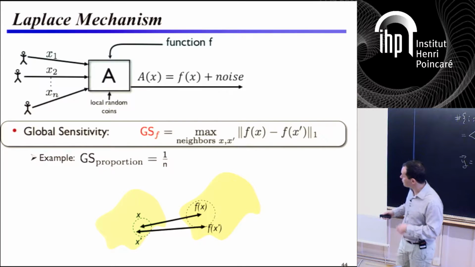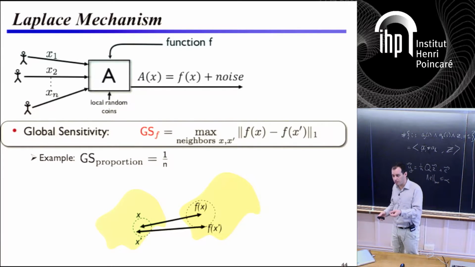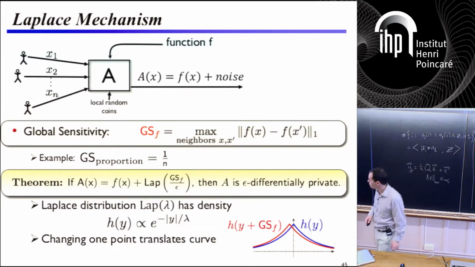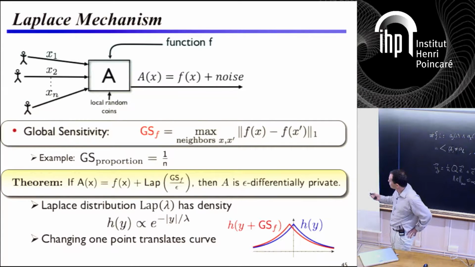If this is familiar to you, you can think of this as a Lipschitz constant in some appropriate metrics of the function f. I'm not going to use the terminology more than that. All right, so here's our main example: with the right distribution, what we can do is add noise which is proportional to this global sensitivity divided by the parameter epsilon. And I'm going to add that noise independently to each of the entries.